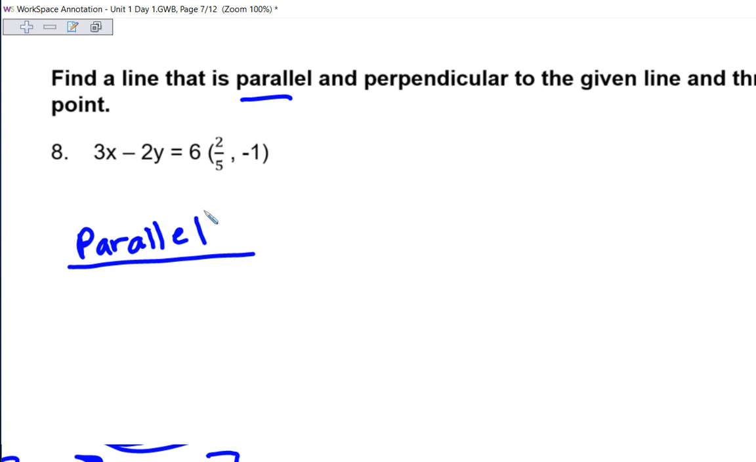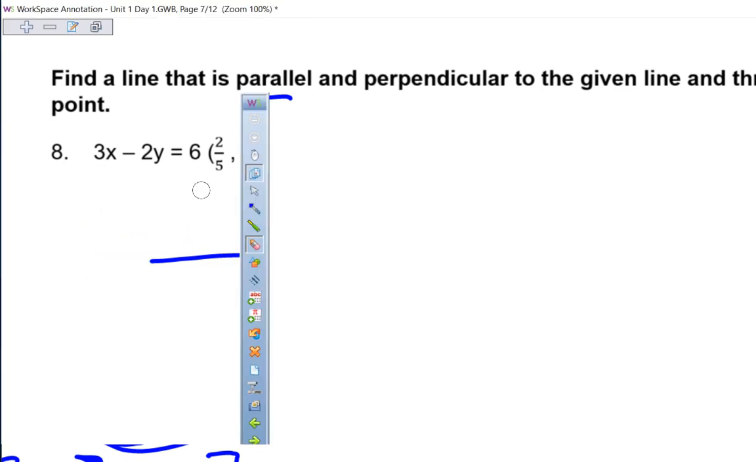Oh, they gave me a point, but did they give me a slope? So what am I going to have to do first over here? What do I have to do with that equation? Get it in slope-intercept form. So I need to solve for y.